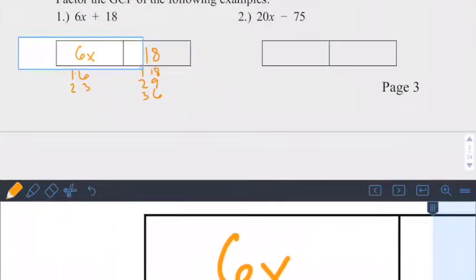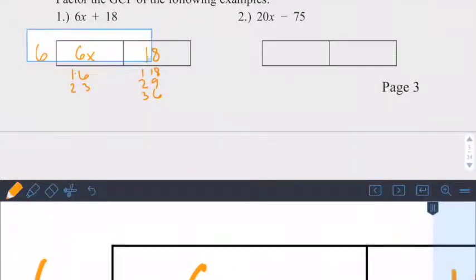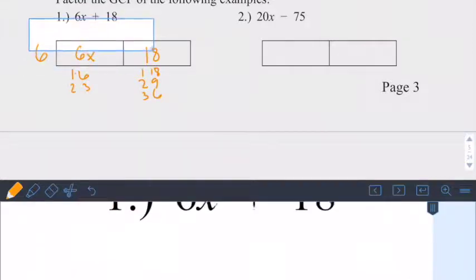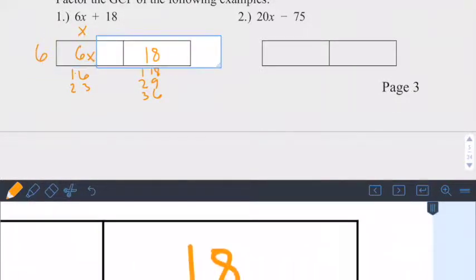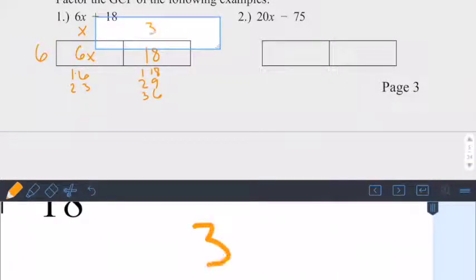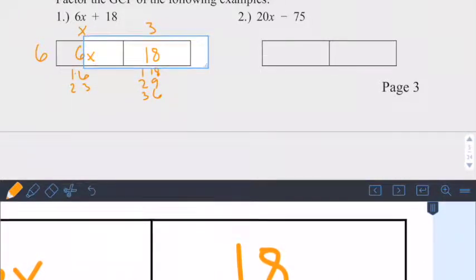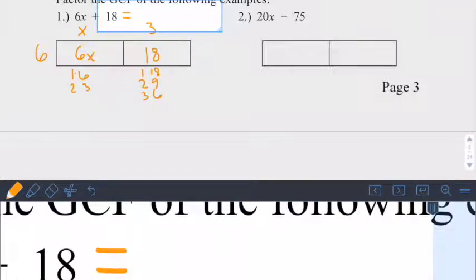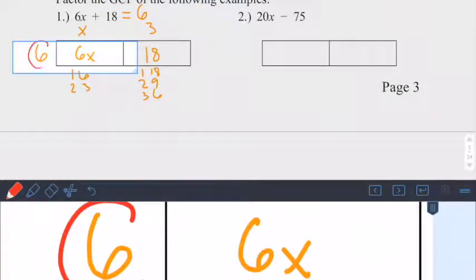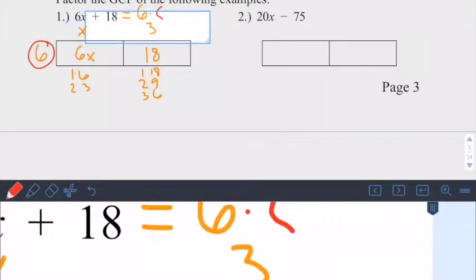So what I could do is divide 6 out of both, and I've got to think, what can I multiply by 6 to get 6x? Well, it's just x, right? X times 6 is 6x. And then out of 18, it's 3. 3 times 6 is 18. So you see what I just did? I did it backwards. So now I'm going to write it in my factored form. I'm going to say 6 from right here times, and then we have x plus 3.